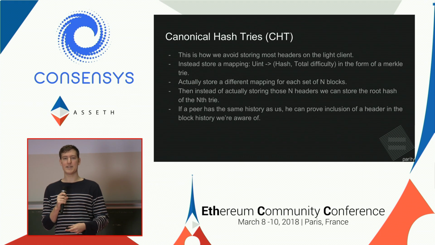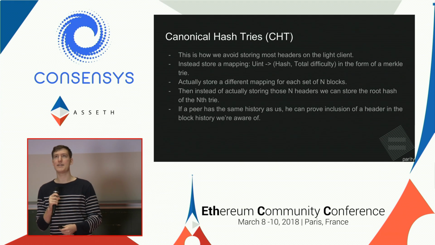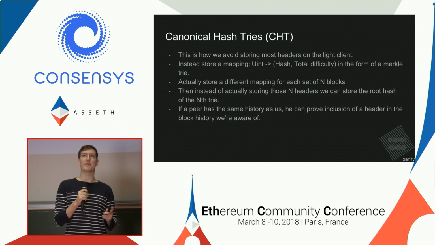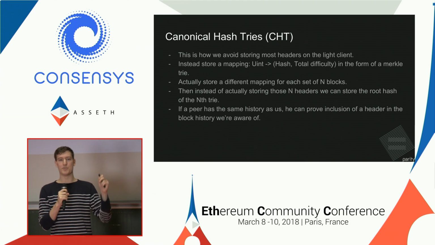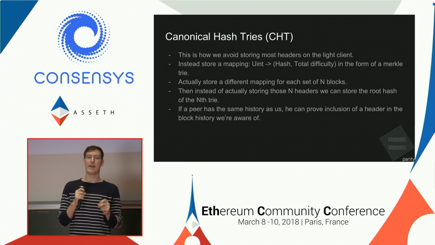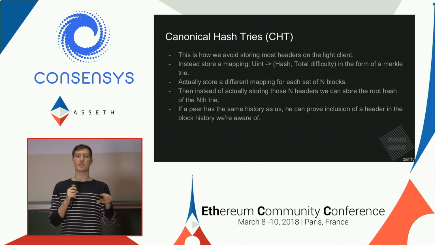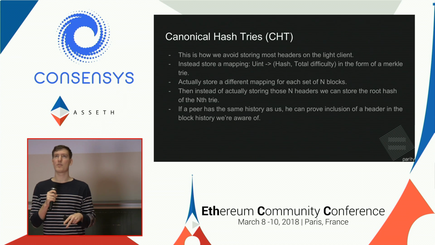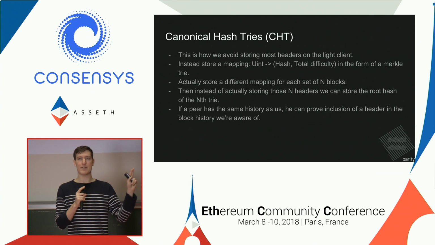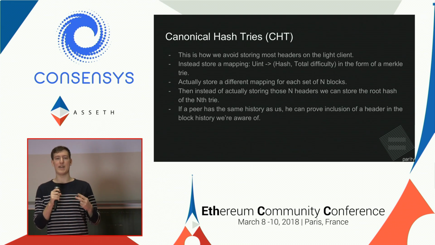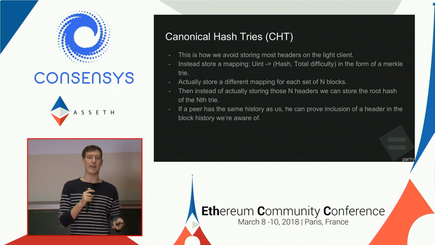So we have an idea that we can instead store a mapping from block number to the hash of that header and the total difficulty of that header in the form of a Merkle tree. But we actually split this mapping up into several different pieces, once every n headers, like n is 2048 or 4096.